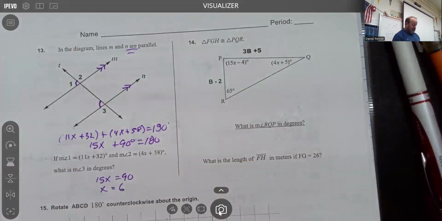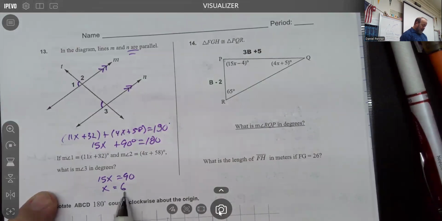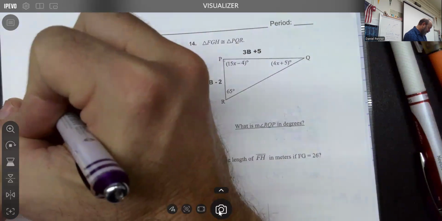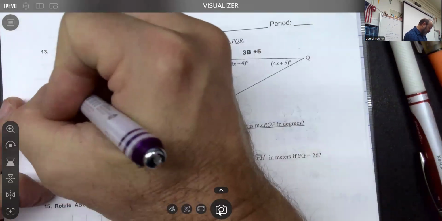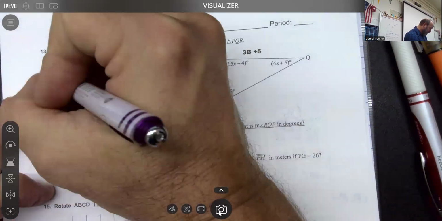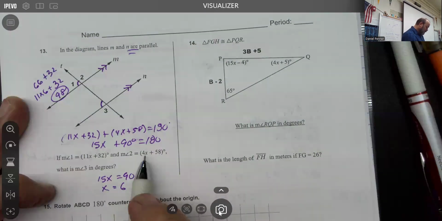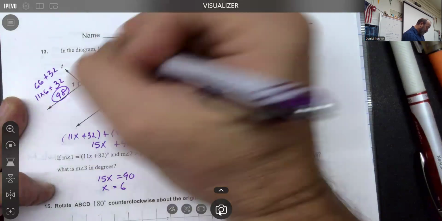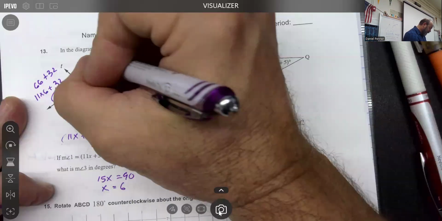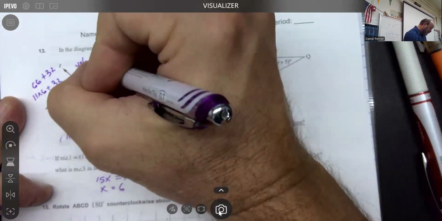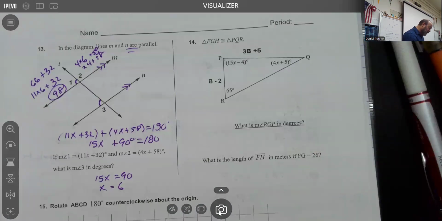Okay. So that being stated, I found out what x is, but that's not all they want. So let's see if we can figure it out. I know that if x is 6, then this one would be 11 times 6 plus 32. That would be 66 plus 32, which adds up to 98. 4 times 6 plus 58 would be 24 plus 58, which adds up to, let's see, 82 degrees.